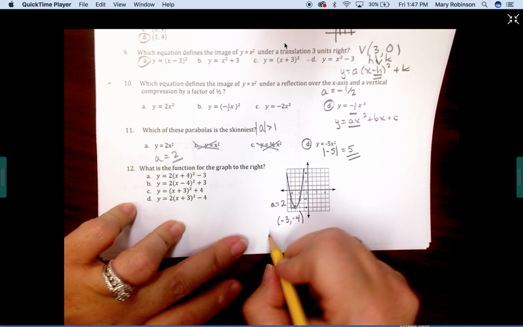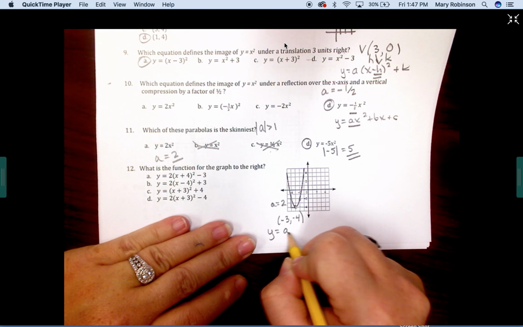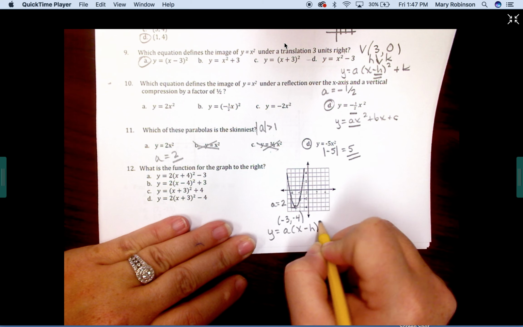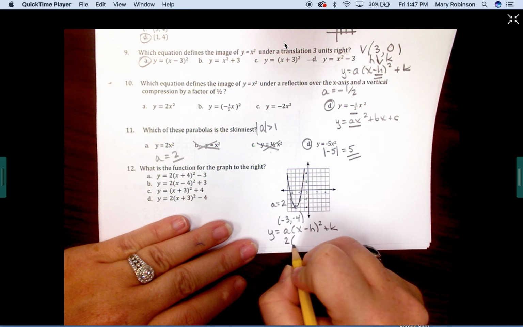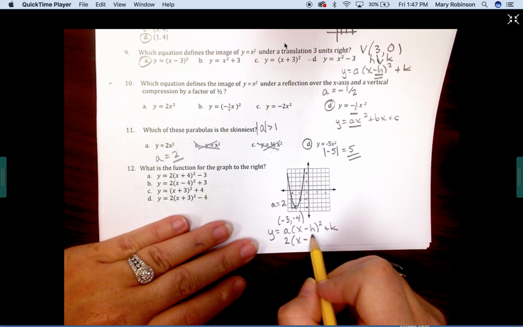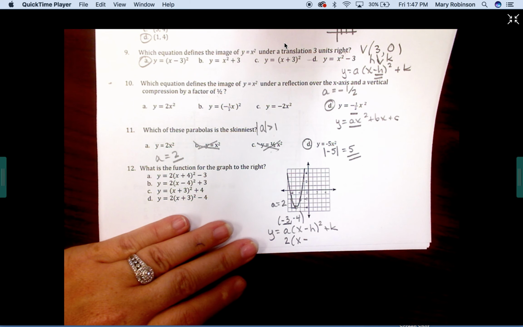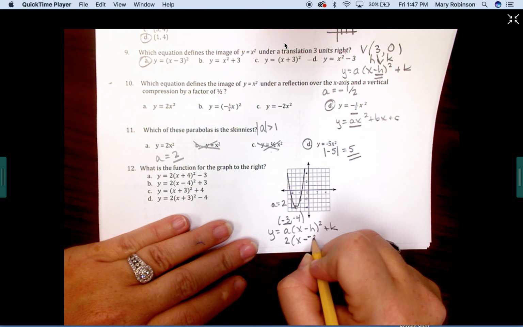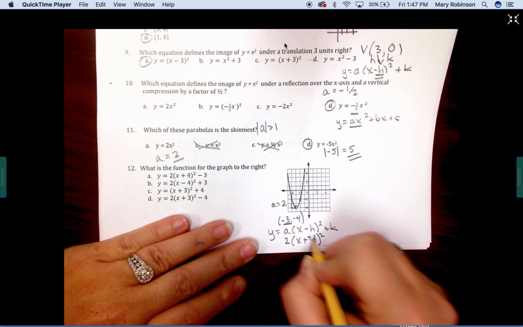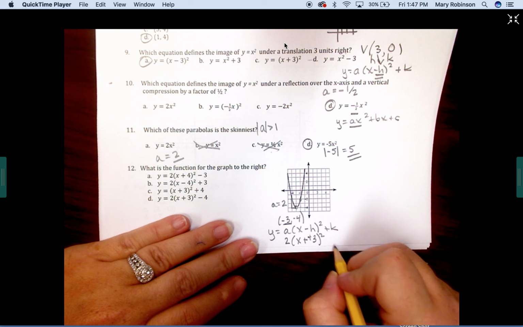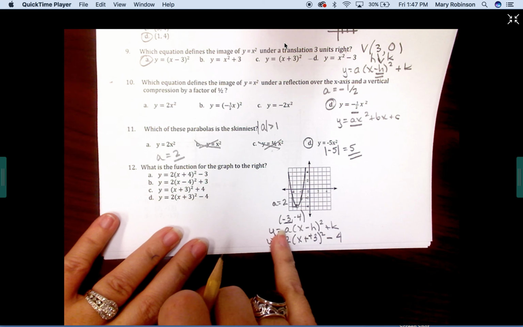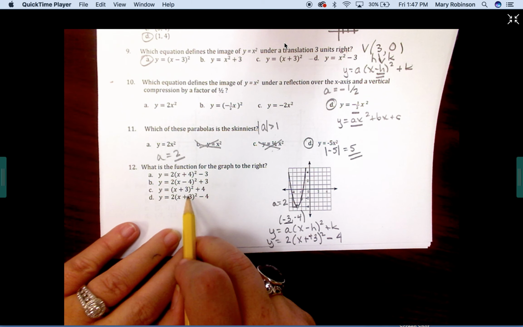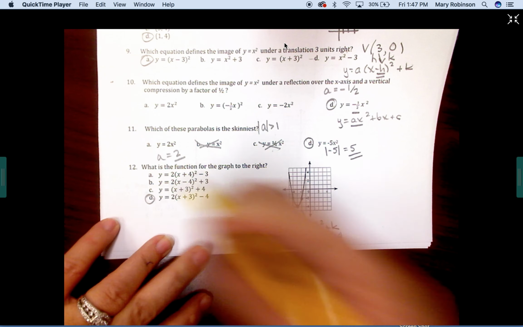So I'm plugging this into vertex form, a times the quantity x minus h squared plus k. My a value is going to be 2. It's going to be x minus my h value. Well, when I do minus a negative 3, it's going to turn into a positive. And then I keep my k value. So I should be looking for 2 times the quantity x plus 3 squared, subtract 4, which is D.